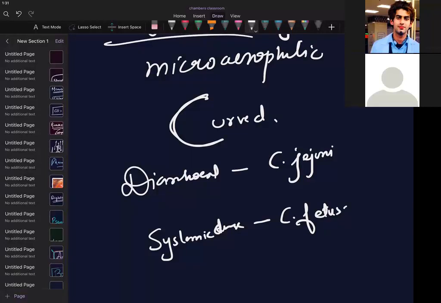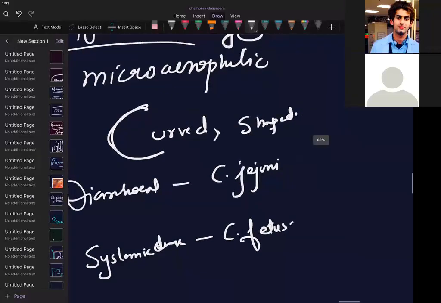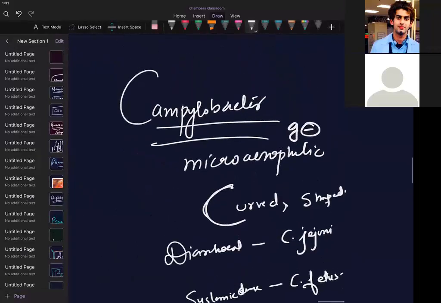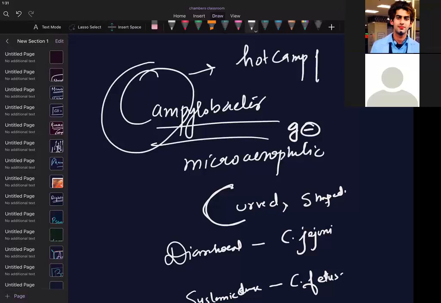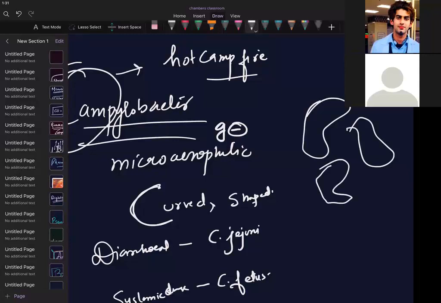It is curved. You can also say it is S-shaped. We used to remember it by camp. What is camp? In camp we have a hot campfire. So it has sort of a hot campfire appearance. You can watch the photos later on, like this curved appearance.